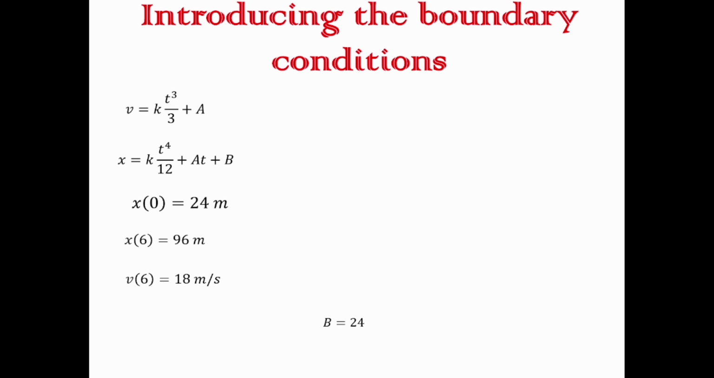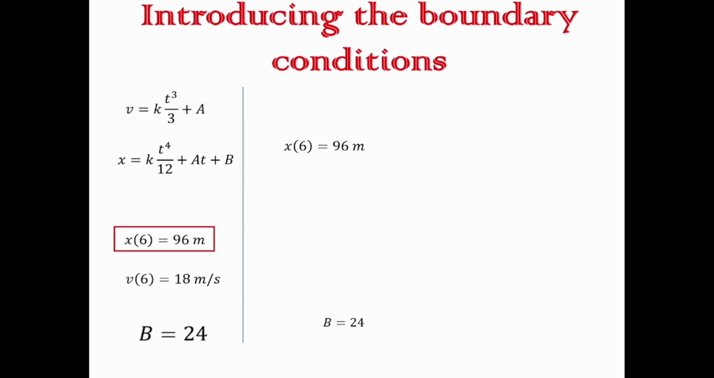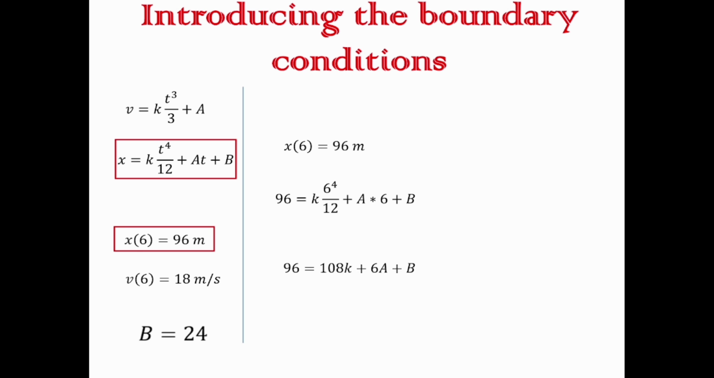So next we're going to work with other boundary conditions. We have already used the first boundary condition, S naught is equal to 24 meters, and when we used that, we got our B to be 24. So next we're going to work with the next condition, which is when time is 6 seconds, x is equal to 96 meters. We put that into our equation for displacement, and we have 96 is equal to k times 6 raised to the power 4 plus A times 6 plus B. If we simplify that, we have a final equation, 96 equal to 108k plus 6A plus B. So this is a more simplified equation.